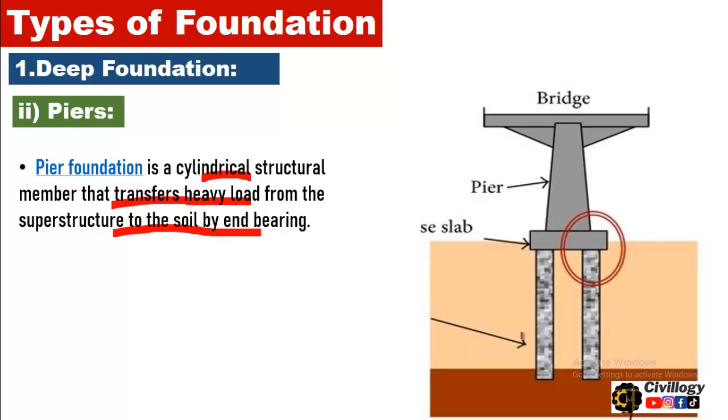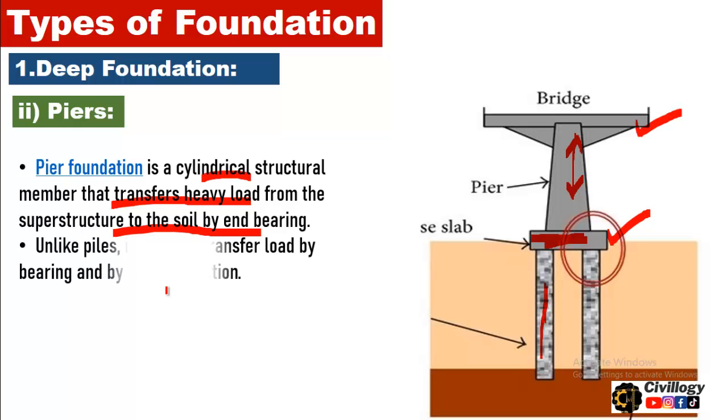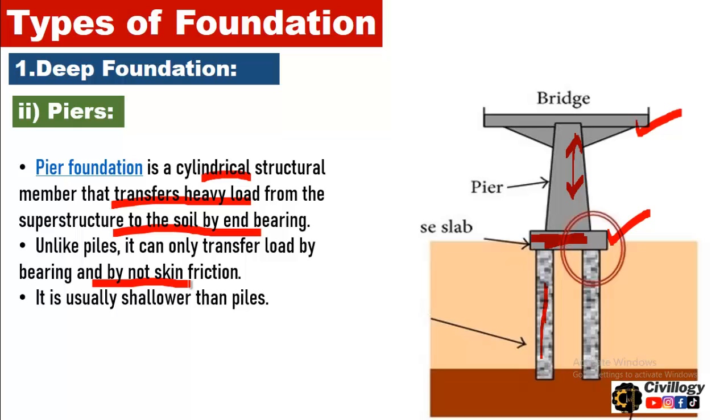As you can see over here, here is the pile. This structure is called a pile. Then there is the pile cap. This is the pile cap, and then comes what is called the pier. This structure is called a pier, which is between the pile cap and the deck slab or transom. Okay, so unlike piles, it can only transfer load by bearing and not by skin friction, as it is a part of the superstructure and it only bears load by bearing, not by skin friction. It is usually shallower than piles. It means that its depth is lower than piles.